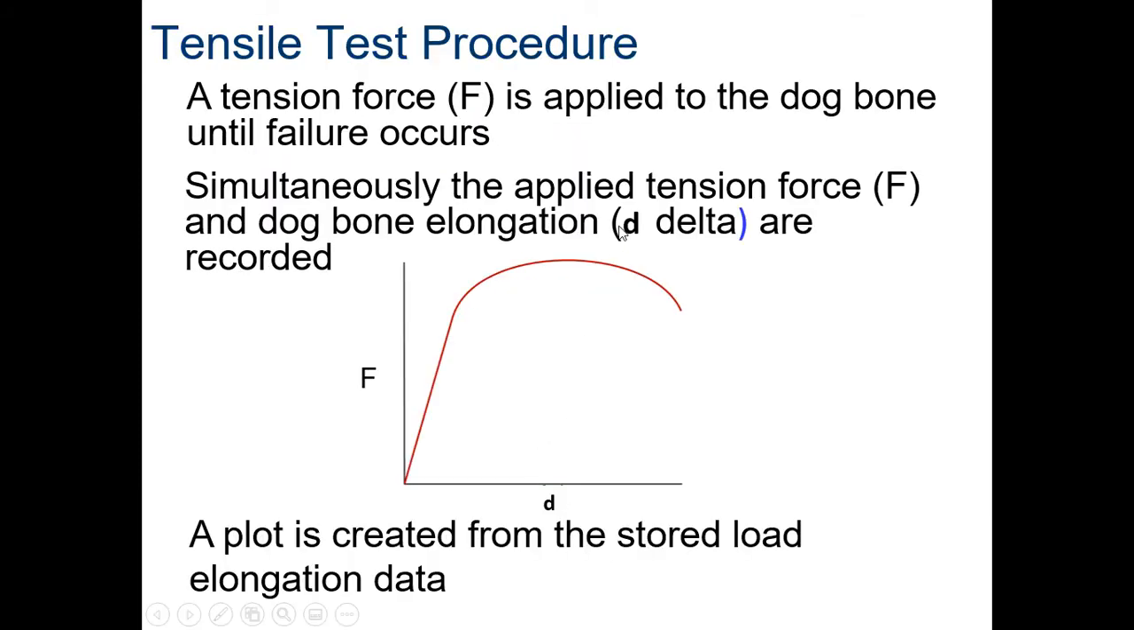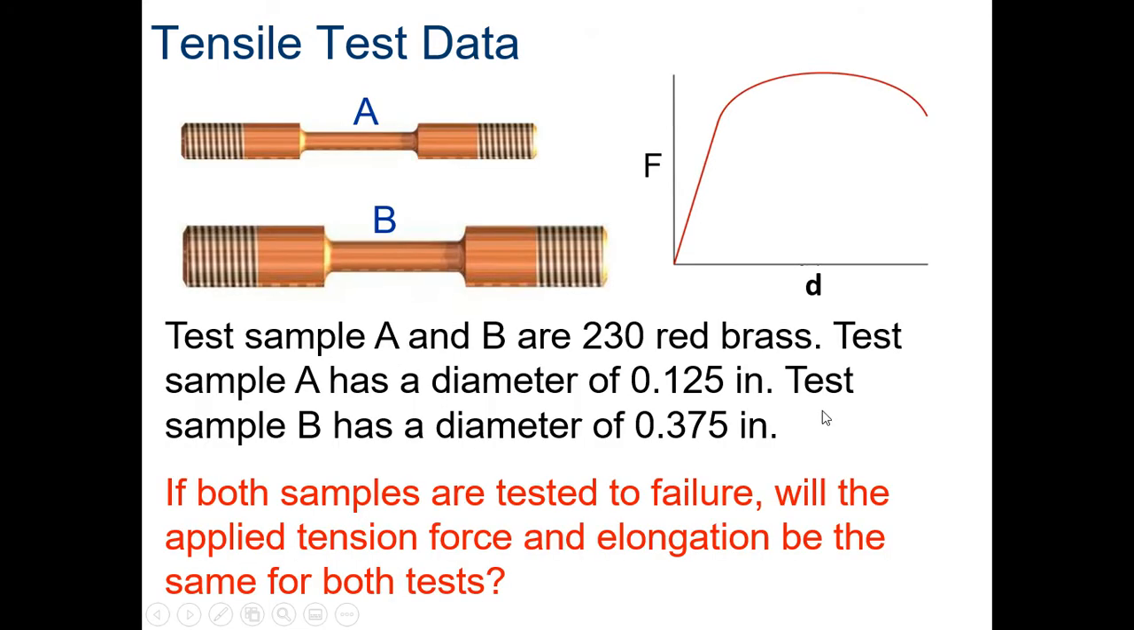Okay. So, we're going to talk about the tensile force applied to the dog bone, and then we're going to deal with the elongation of it. Okay. And we get this type of graph where you have the force, the more it bends. And then you've got this type of graph that shows you the delta, or the bone elongation.